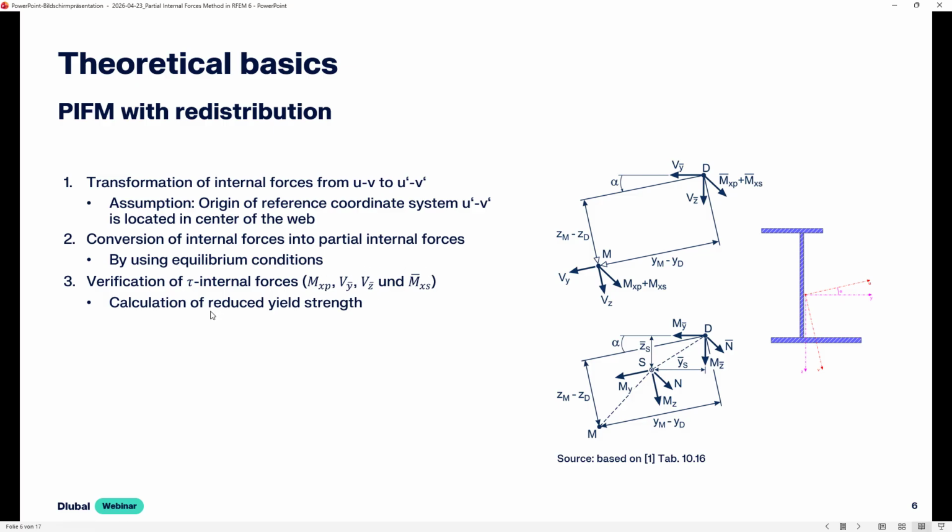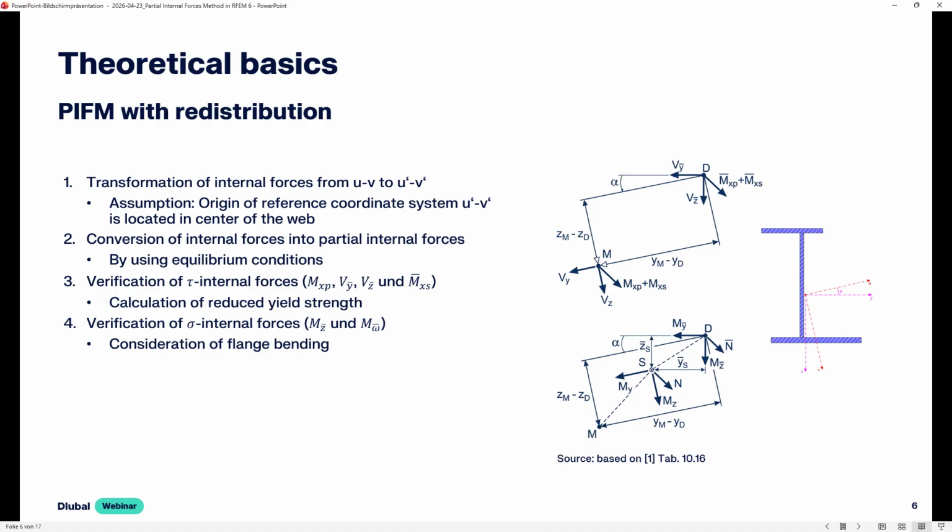And the design ratio of this check will be used to reduce the yield strength. And with this reduced yield strength, we go to the next step, which would be the verification of our normal stress internal forces.